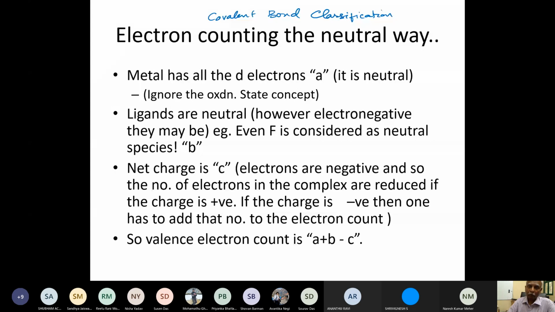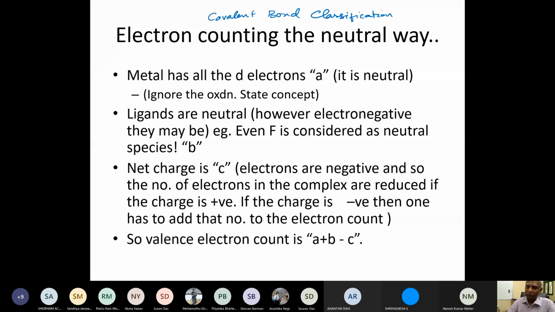But the net electron count does not change. So I will not worry whether you use the ionic method or the neutral method. But whatever method you use, you have to be consistent. You cannot change your method as time goes along, I mean, within a problem. When you're doing a problem, you can use either the ionic method or the neutral method.